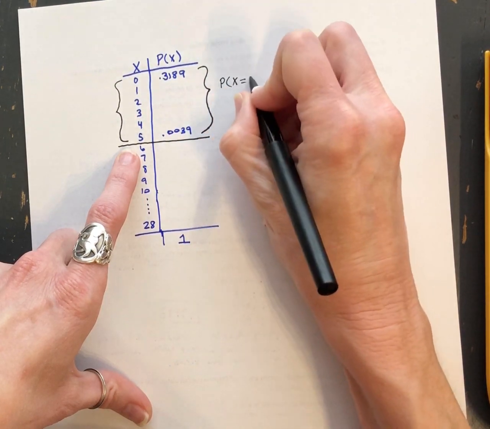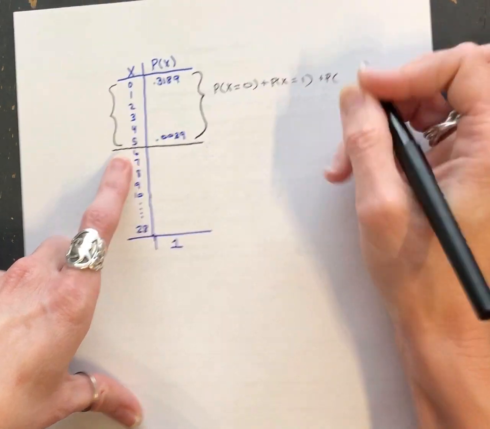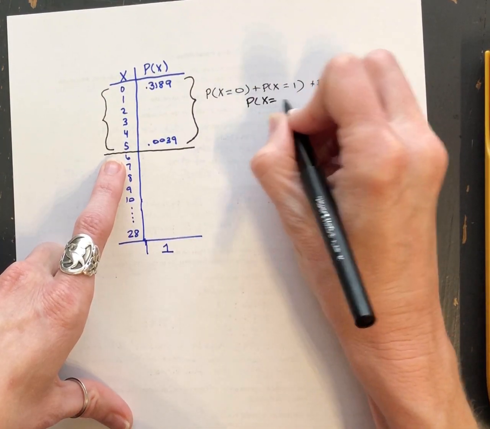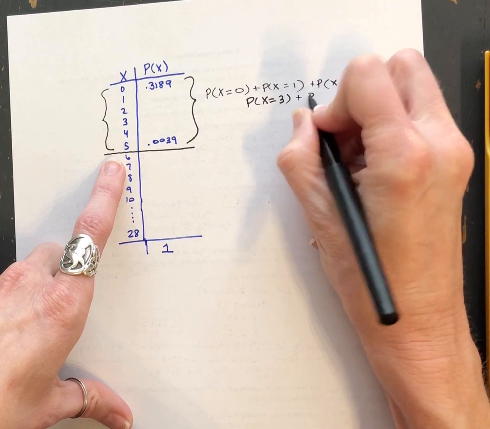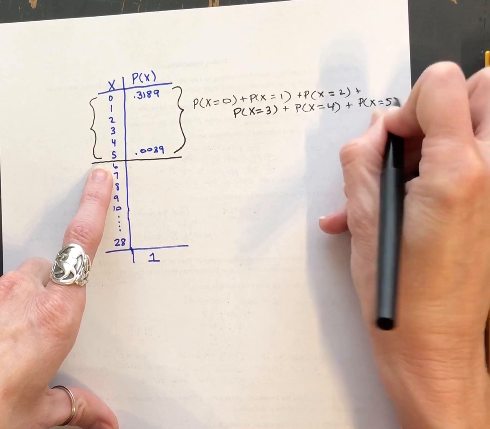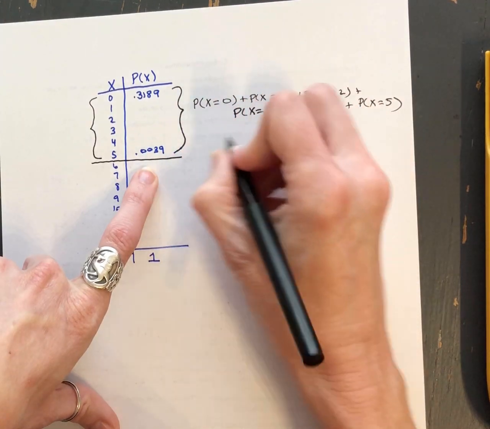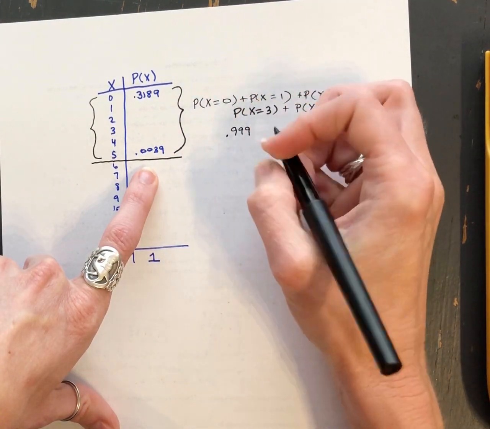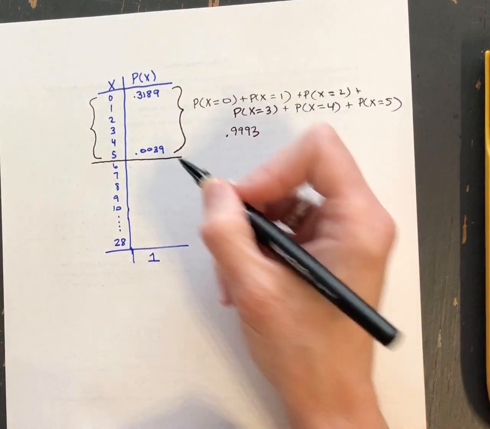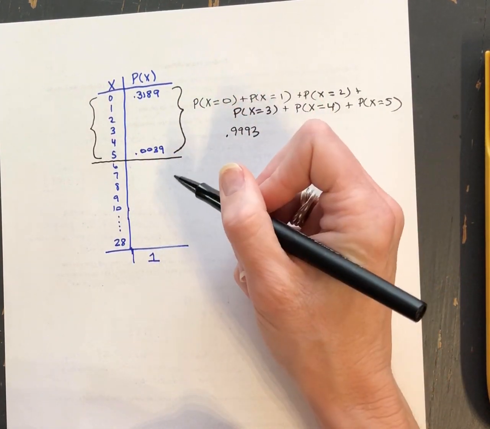The probability that X is 0 plus the probability that X is 1 plus the probability that X is 2 plus the probability that X is 3 plus the probability that X is 4 plus the probability that X is 5, right? We add up all of those values. That ends up giving us 0.9993, right?